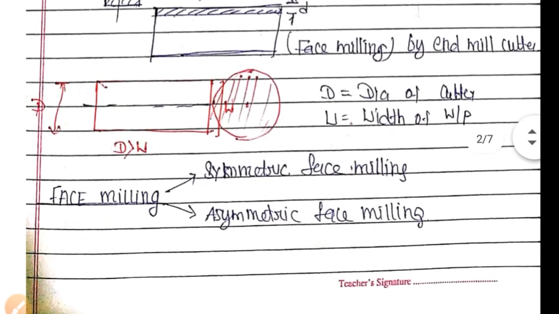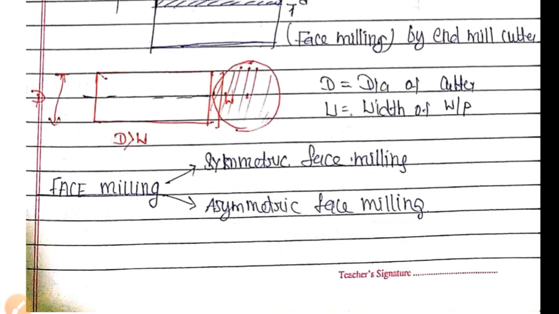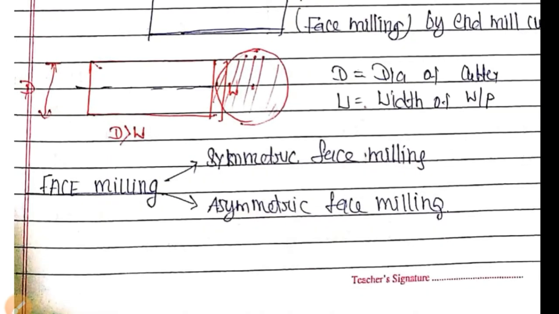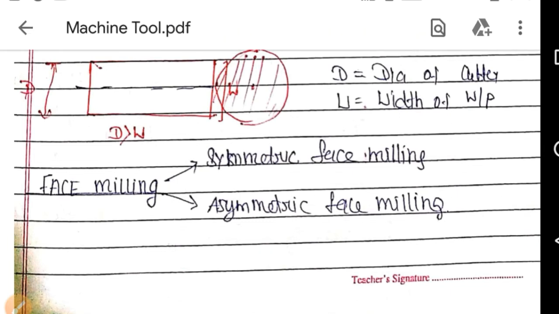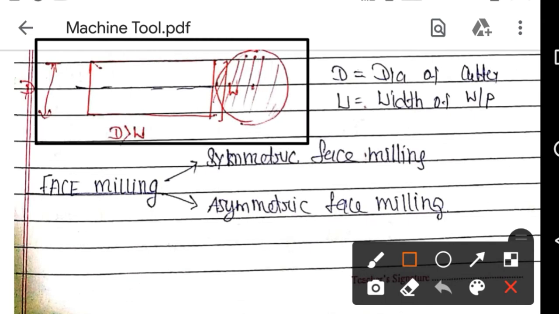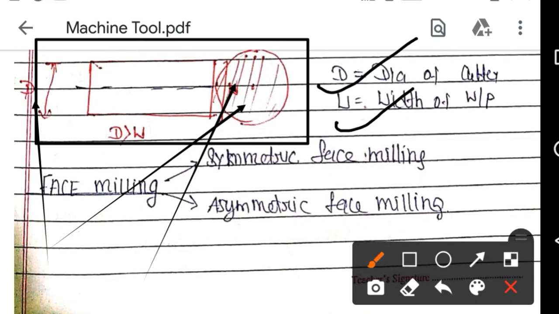Okay, so we'll do the analysis of face milling. For face milling, the top view of the workpiece and the cutting end mill cutter is this one. This is the workpiece and this is the end mill cutter diameter. Here D is the diameter of the cutter and W is the width of the workpiece.